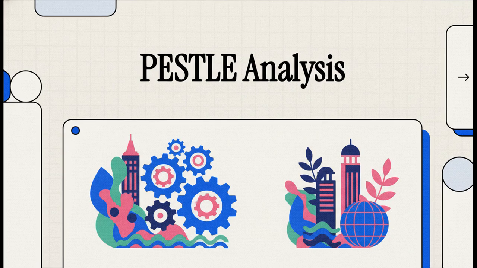In the world of business, it's often the things you can't see that can really hurt you. So today, we are going to pull back the curtain on one of the most powerful tools out there for seeing what's coming down the road. It's called PESTLE analysis. And really, it's your guide to the invisible forces that shape entire industries.